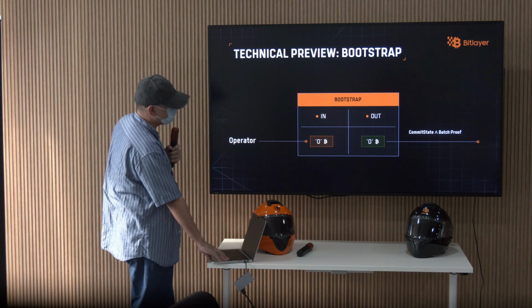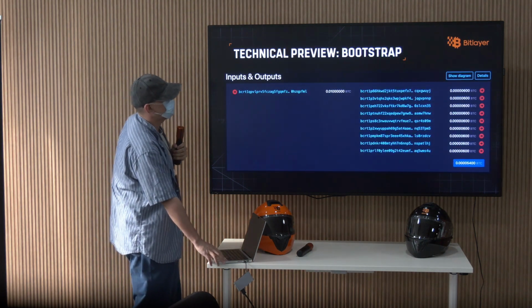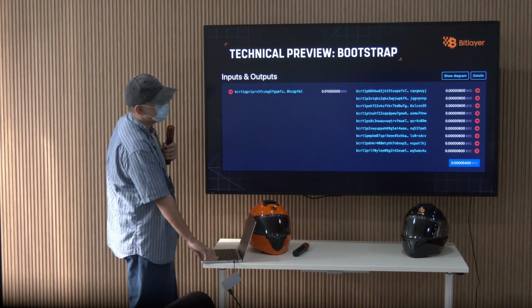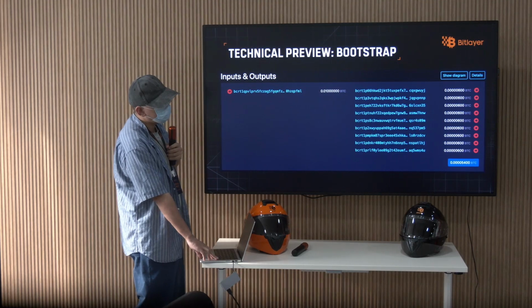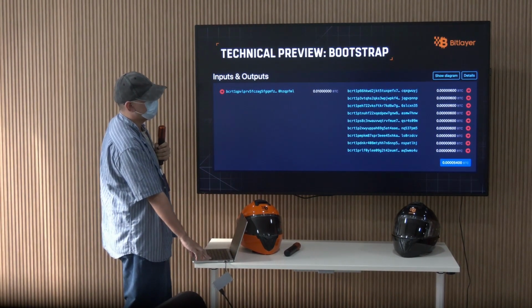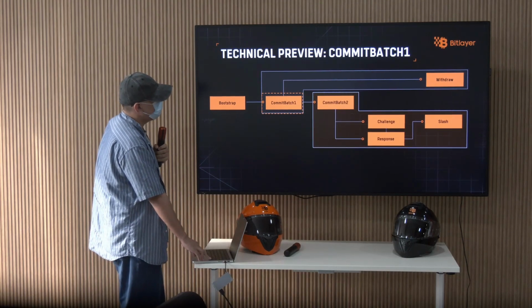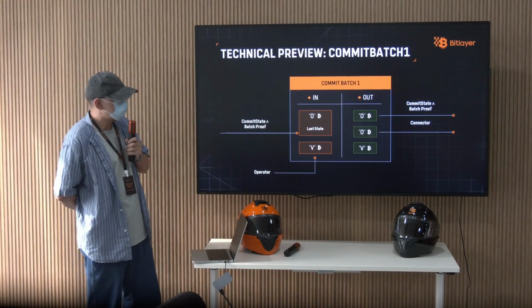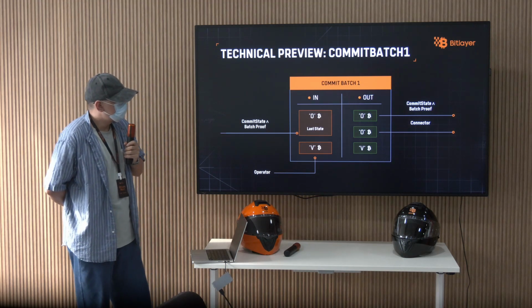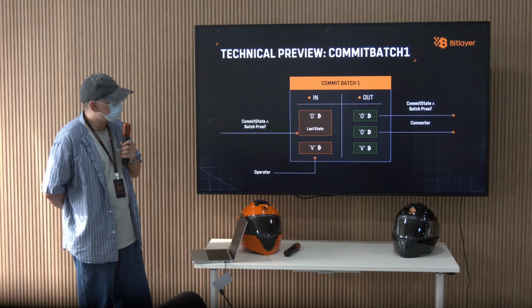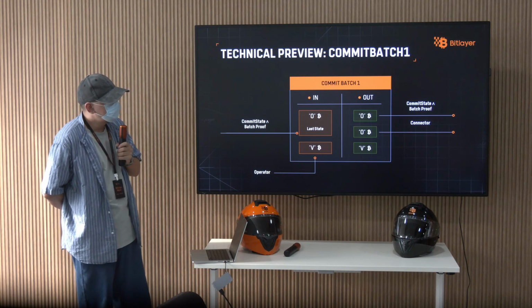Okay, let's speed up. Here's the detail of the Bootstrap transaction, and we can see that the logical output is composed of 9 actual outputs on the current Bitcoin. And then the commit batch transaction. First, it takes the output from Bootstrap.